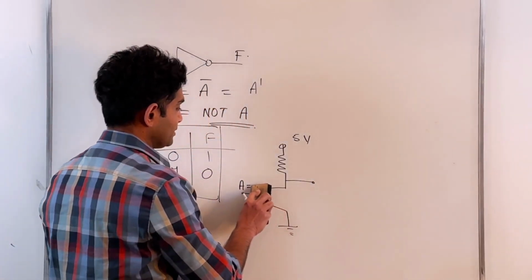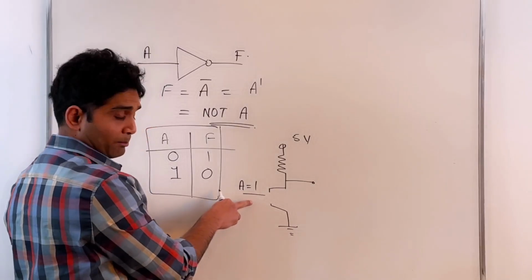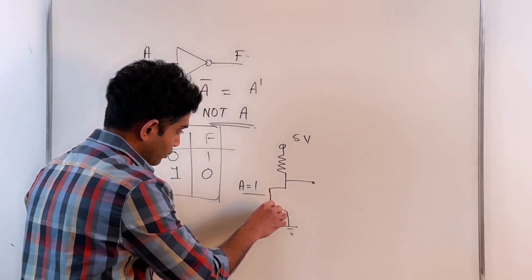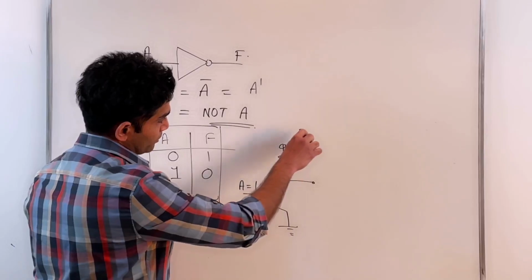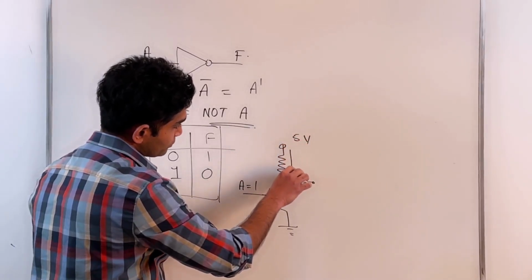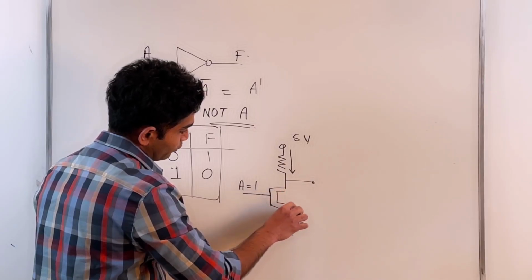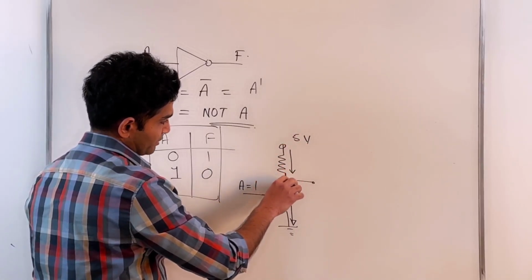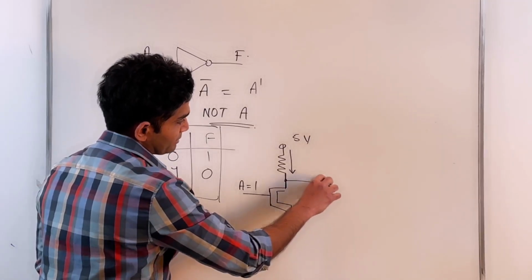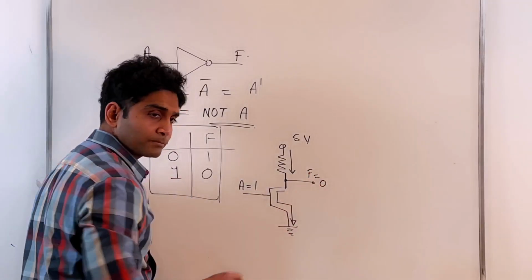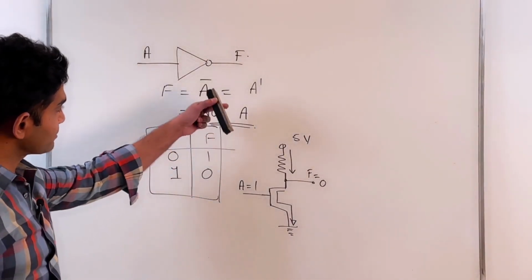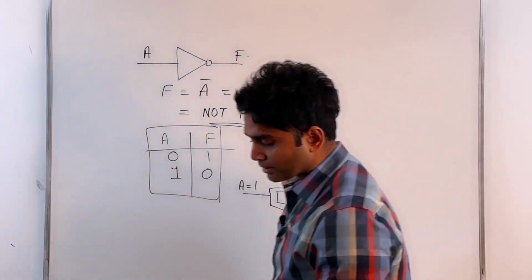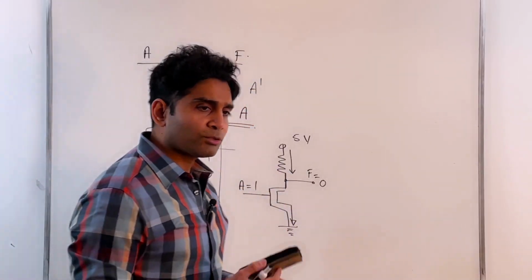On the other hand, if A is 1, that means I'm applying a gate voltage on my transistor. My transistor switch is closed. Now a current flows through the resistor. You have a current flow path to the ground, and this particular node is now connected to ground, and F will be 0. And it works. So you can actually fabricate or construct circuits that can perform simple logical operations.